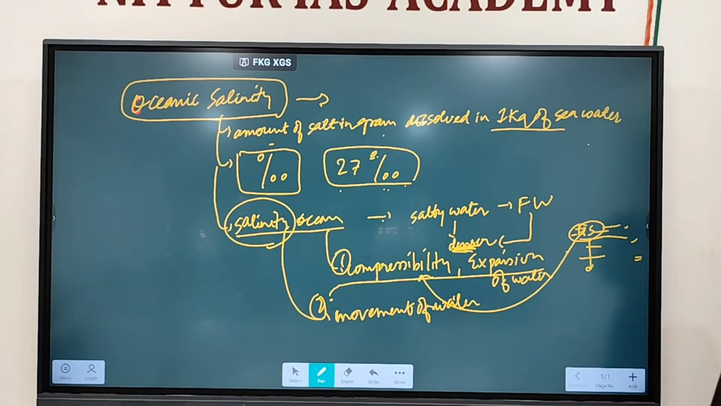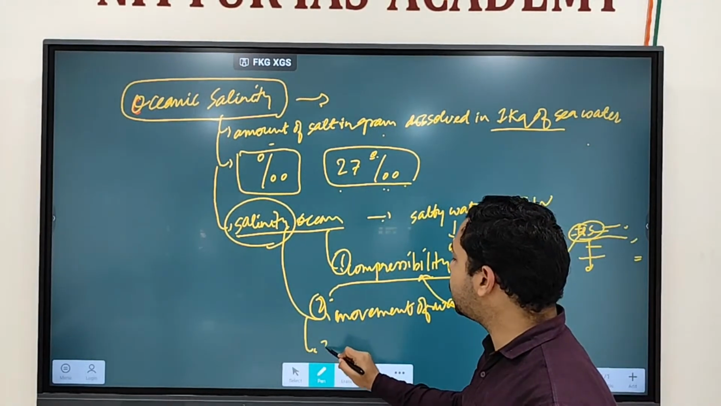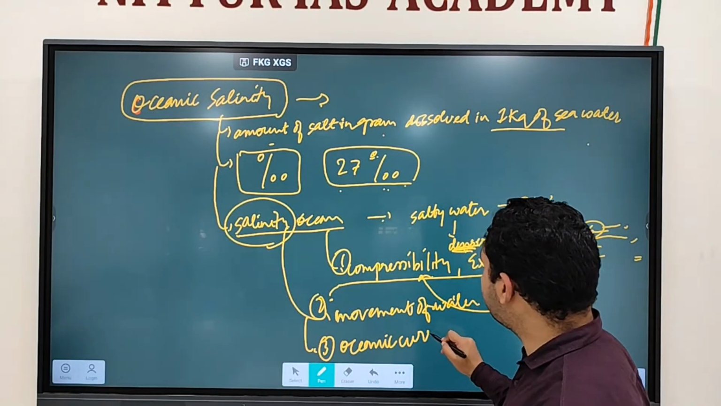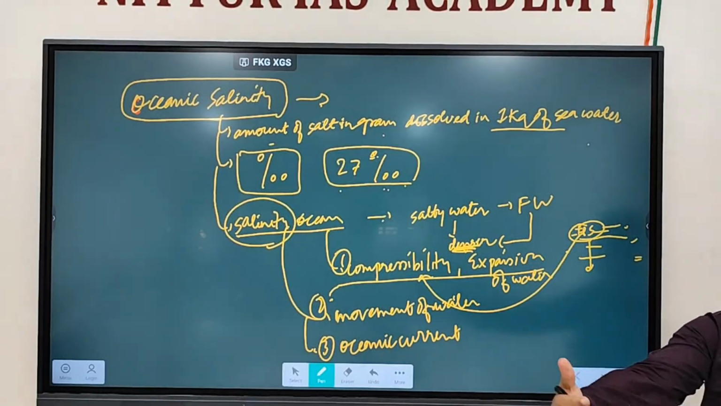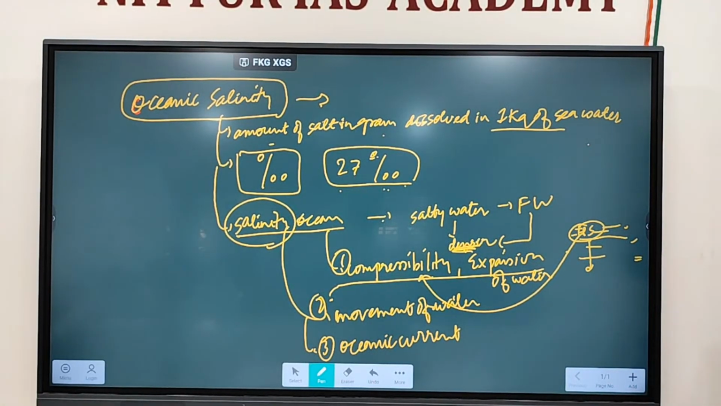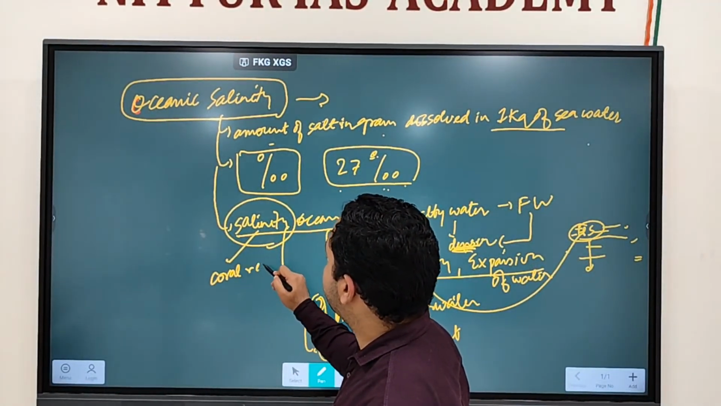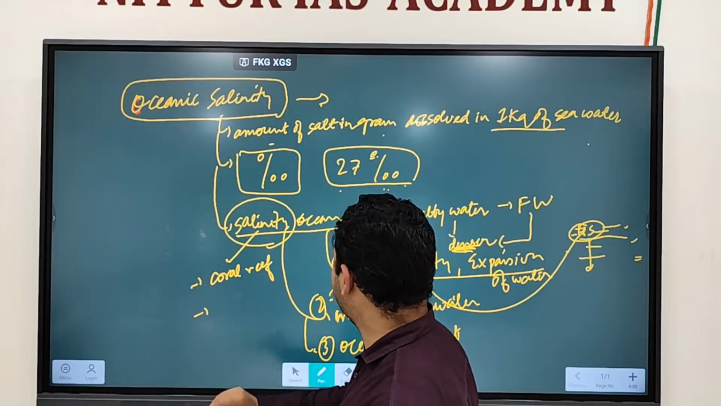Clear? Third thing, it also affects your oceanic currents. Oceanic currents are what? Movement of water from one location to another location. So it also impacts your oceanic currents. Fine. Of course, we discussed salinity determines your coral reef formation.